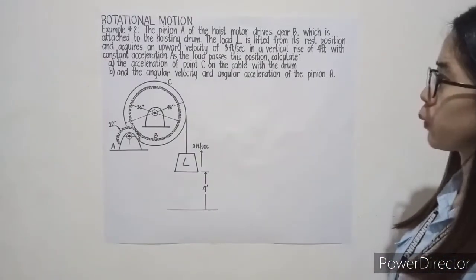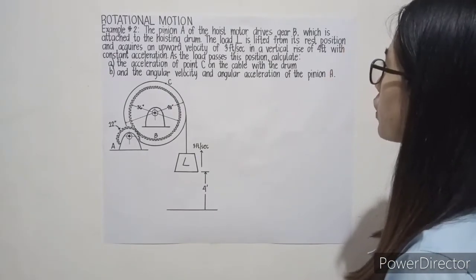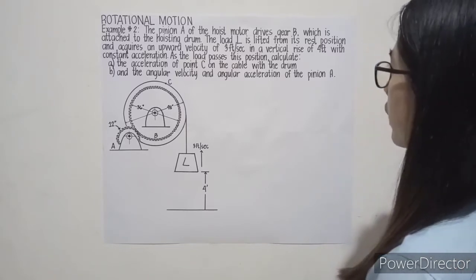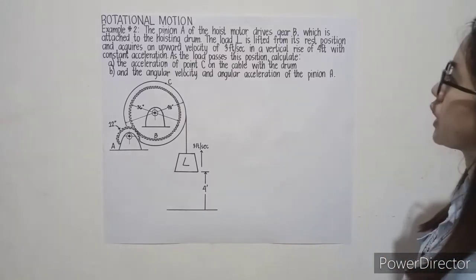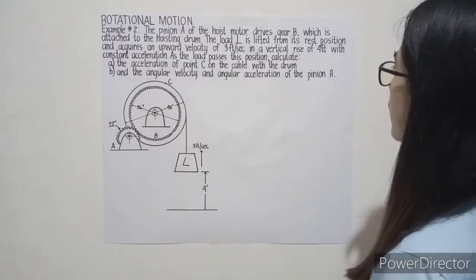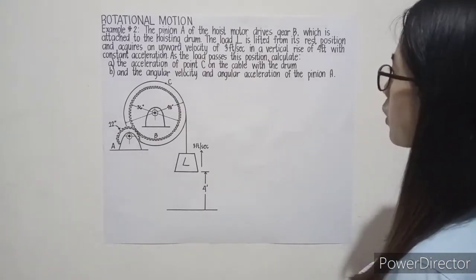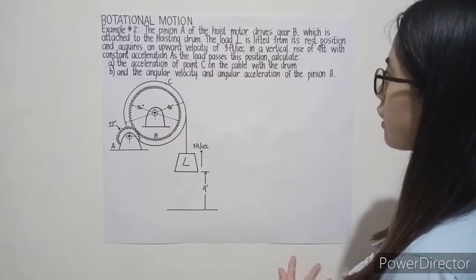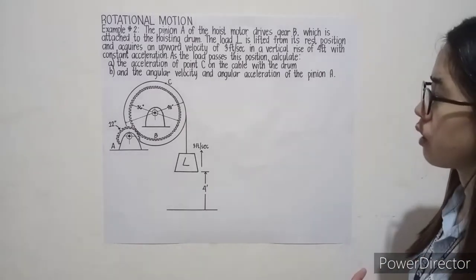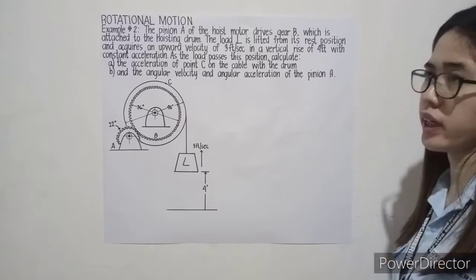So for rotational motion, I choose example number 2. The pinion A of the hoist motor drives gear B, which is attached to the hoisting drum. The load L is lifted from its rest position and acquires an upward velocity of 3 feet per second in a vertical rise of 3 feet with constant acceleration. As the load passes this position, calculate for letter A the acceleration of point C on the cable with the drum, and for letter B, the angular velocity and angular acceleration of the pinion A.